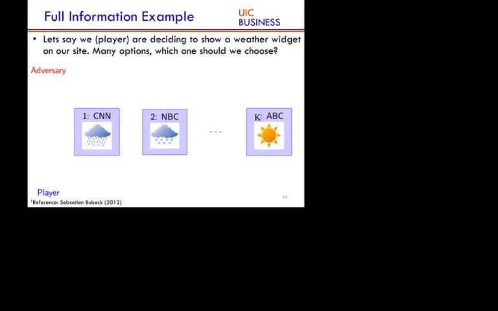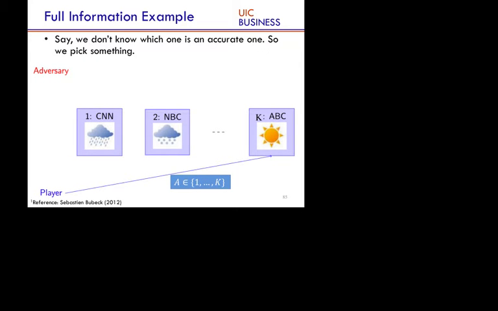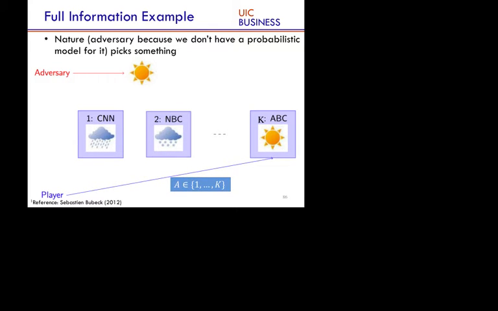Let's look at the full information case. Let's say we are the player, and we are deciding which weather widget to show on our app or on our site, and there are many options. Which one should we choose? So we have k such weather widgets, and maybe my action set is one of these k. I show one of these on my page, and the adversary sees what they want. They prefer this widget: if this was the widget, they would click; if not, they will not click.